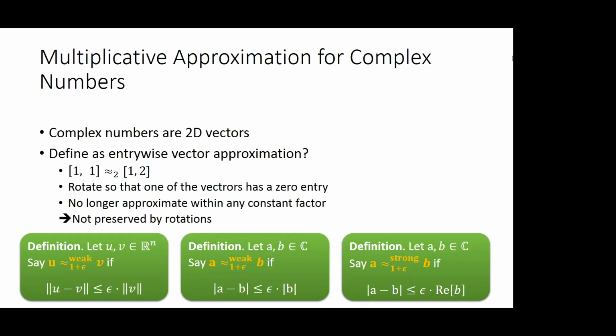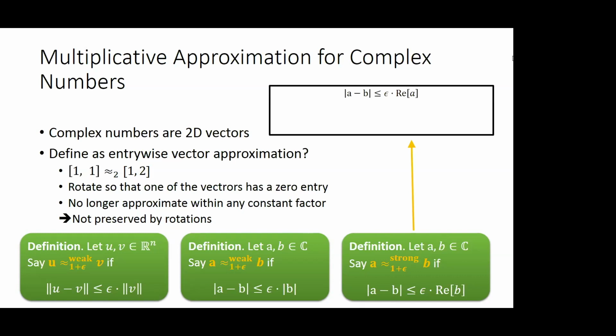But you've lost the invariance under rotation. Yes, that's a good point, I'm glad you mentioned that. It would seem that way, but actually, if you write it the right way, you don't lose the invariance under rotation. So specifically, let's write down the definition of strong approximation. The absolute value of A minus B is less than or equal to epsilon times the real part of B. Oh, that should be a B, but whatever. As I said, it's basically equivalent.